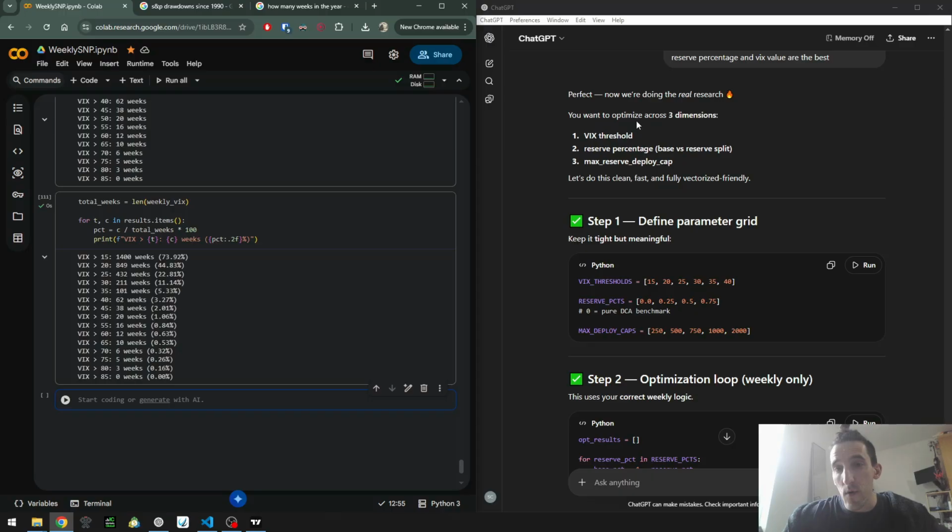Okay, you want to optimize across 3 dimensions: VIX threshold, reserve percentage, max reserve deploy cap. Let's do this clean, fast, and fully vectorized friendly. Okay, define parameter grid.